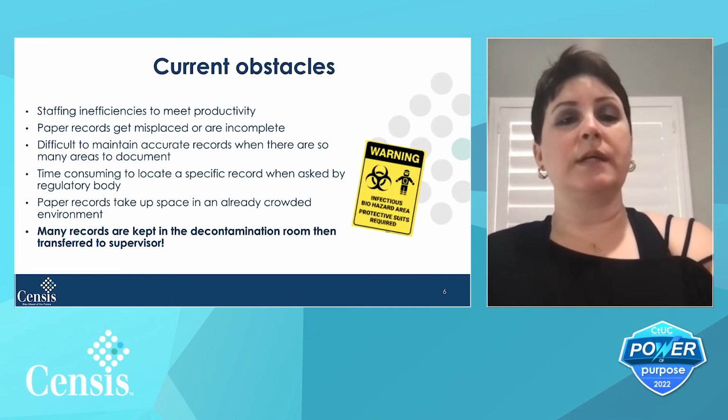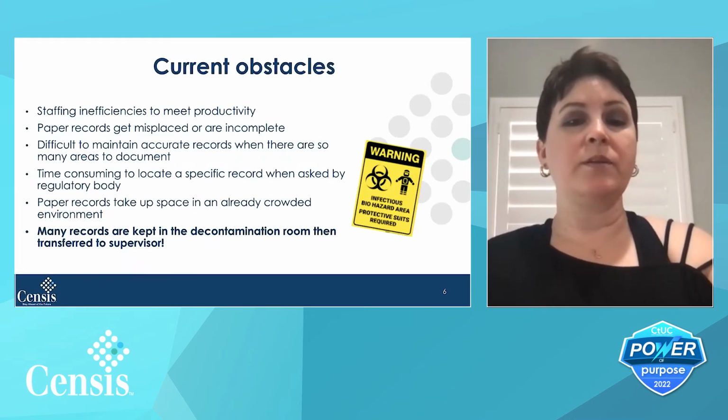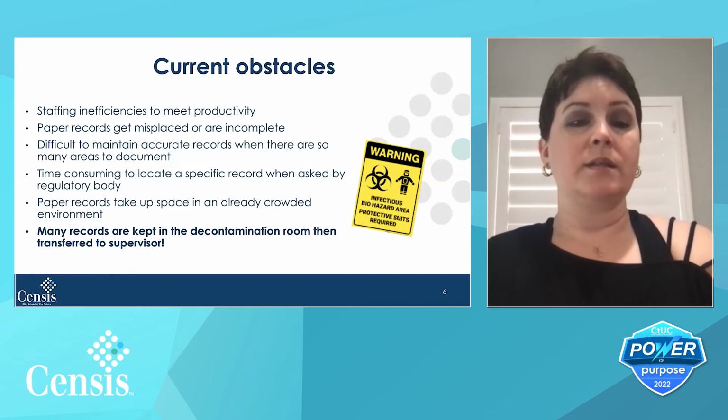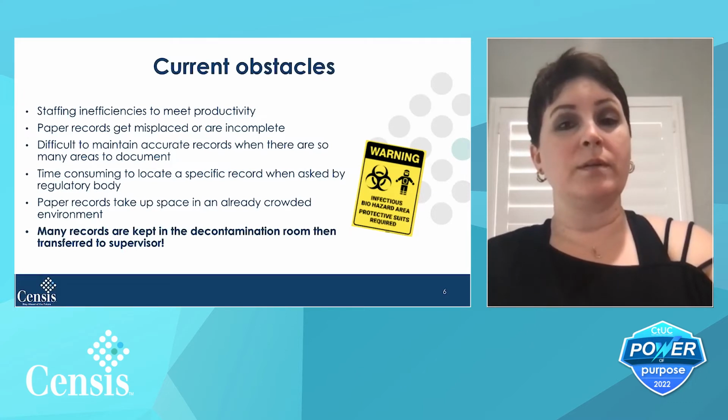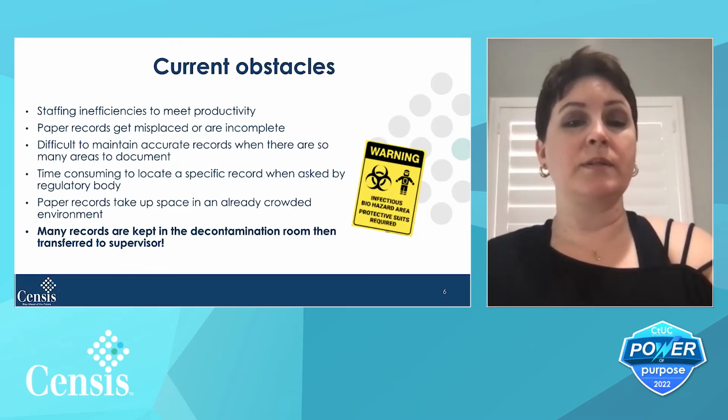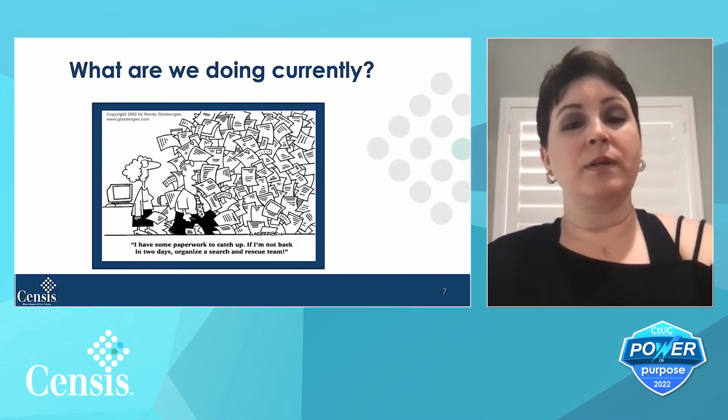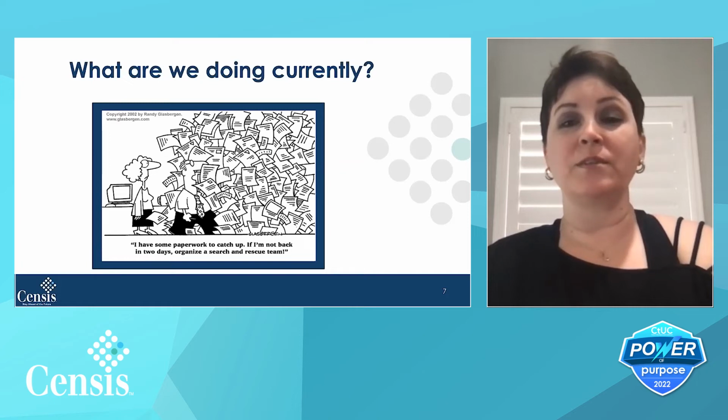Some current obstacles that leadership deal with are staffing inefficiencies to meet productivity, paper records get misplaced or are incomplete, and it's difficult to maintain accurate records when there are so many areas to document. It's time-consuming to locate a specific record when asked by a regulatory body. Paper records take up space in an already crowded environment. And the worst one, in my opinion, many records are kept in the decontamination room, then transferred to the supervisor. So if most of you are like me, this is what your desk or office looks like.